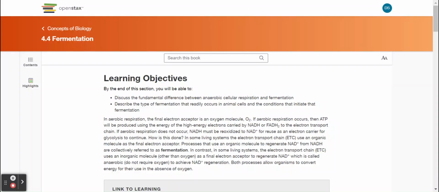Section 4.4 Fermentation. By the end of this section, you will be able to discuss the fundamental difference between anaerobic cellular respiration and fermentation, and describe the type of fermentation that readily occurs in animal cells and the conditions that initiate that fermentation.